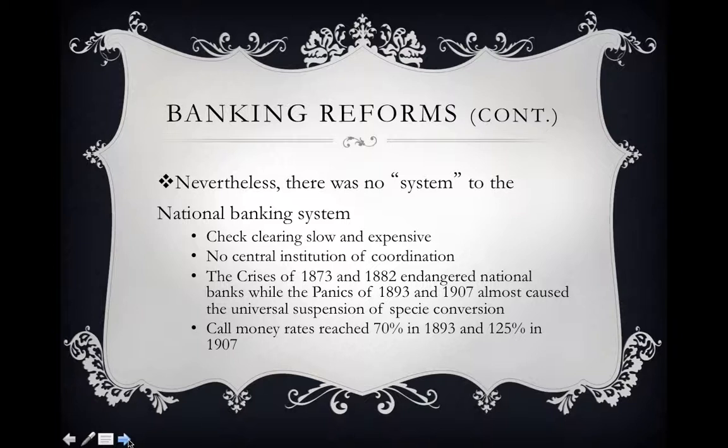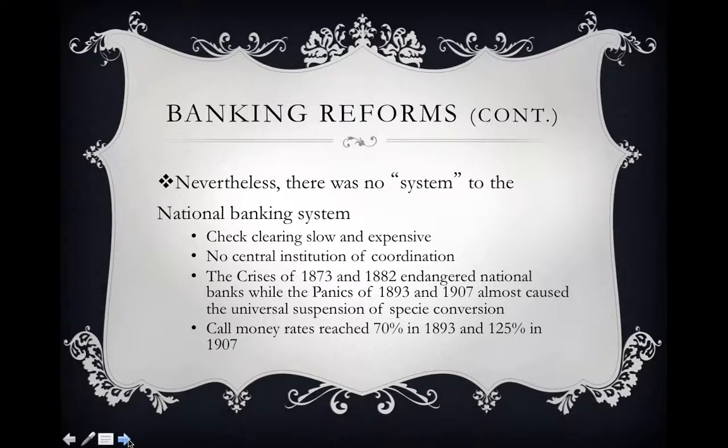All right, and with the national banking system, it was still difficult to clear checks across different sections of the United States. For example, there was no federal banking system. There was no Federal Reserve. There was no central institution of regulation and coordination of the banking system. All right? And this became evident in several financial crises that occurred in the late 1800s. There was a crisis in 1873 and in 1882. All right? They were so severe that the national banks themselves almost ended up closing down, along with some state banks.